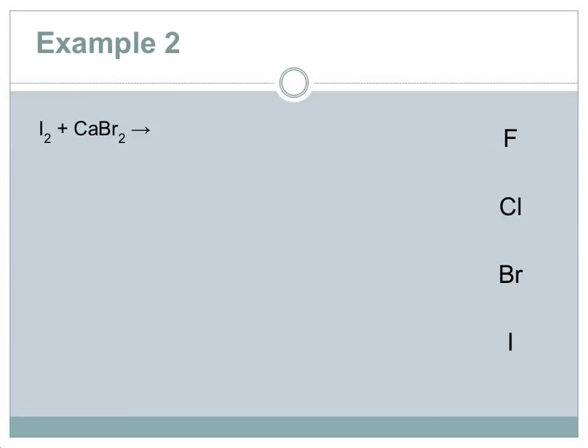Our second example, iodine reacting with calcium bromide. So again, you're recognizing that we're looking at the two nonmetals. If you locate those in your periodic table, you're going to see that iodine is below bromine in this activity series, meaning that this reaction will not occur.